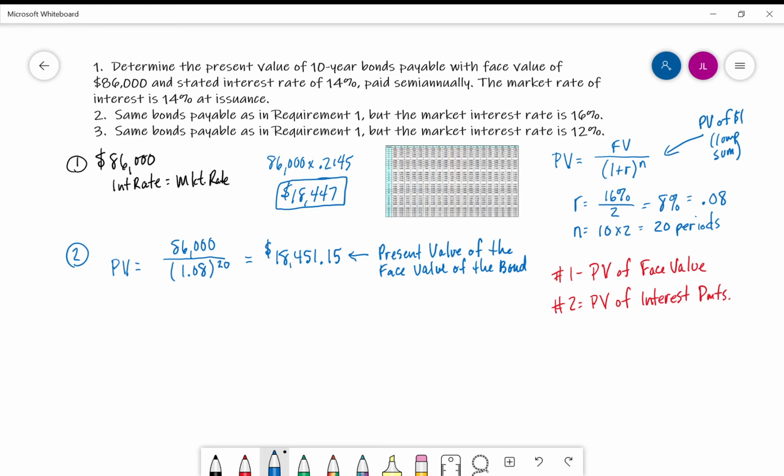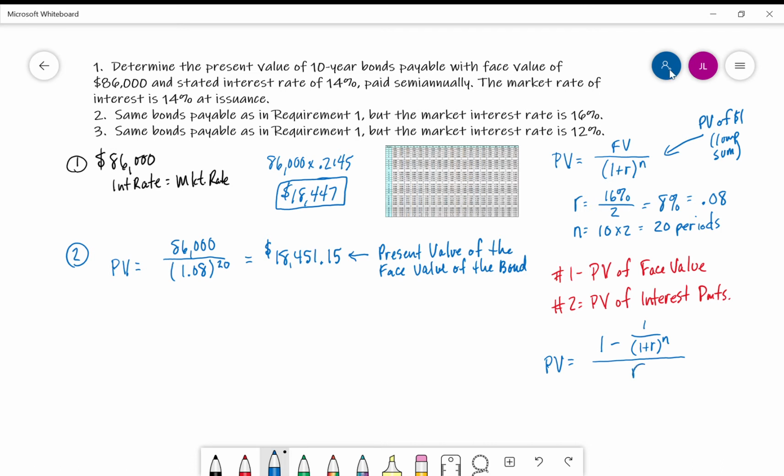Now, we got the present value of the face value of the bond, which is this part. The second thing we need to find is the present value of interest payments. For that, we need to use the present value of an ordinary annuity. The present value of an ordinary annuity is equal to 1 minus 1 over 1 plus r to the n, and this whole thing is over our interest rate.